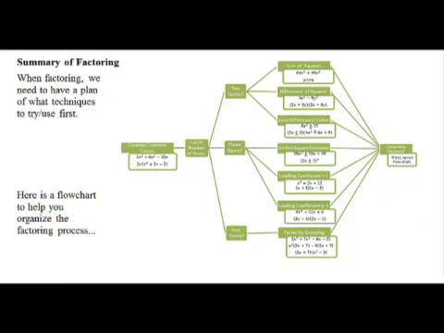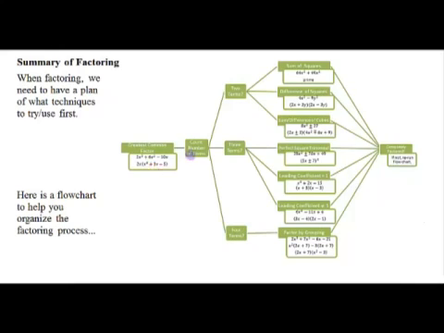I'll have a condensed version of this chart as we go through several examples in this lesson. The very first thing that we do is look for a greatest common factor. In this example, we have a greatest common factor of 2x, so we take that out and we're looking at this polynomial to factor now.